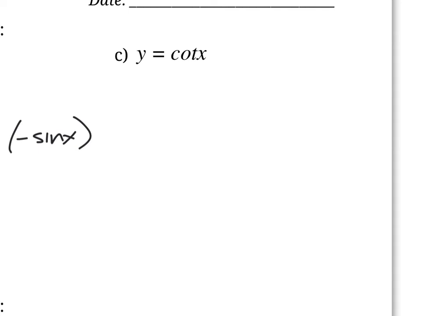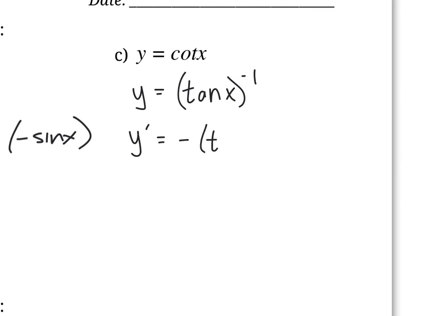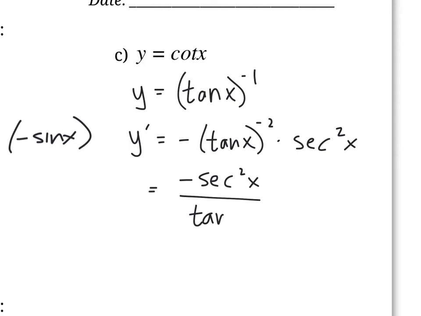And lastly, the derivative of cotangent x. We know we can rewrite cotangent as tan x to the negative 1, right? 1 over tan x. And then we can take the derivative of this using the power of a function. Y prime equals negative tan x to the negative 2 times the derivative of tan x, which we know as secant squared x. Simplifying a little bit, we get that it equals negative secant squared x over tan squared x.